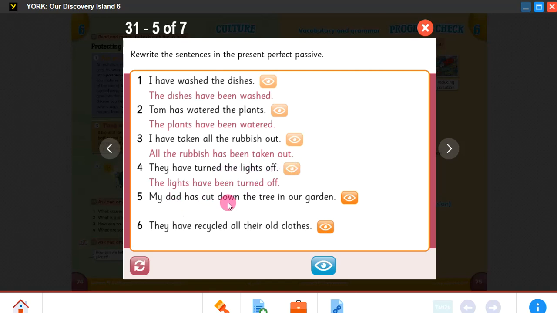My dad has cut down the tree in our garden, so it's one tree here. The tree is the object. I'm going to start with the tree here. The tree has been cut down. Cut is one of the irregular verbs that stays the same. It doesn't change. Cut, cut, cut in all three tenses. They have recycled all their old clothes. So all their old clothes. Again, it's clothes, so it's have been recycled.